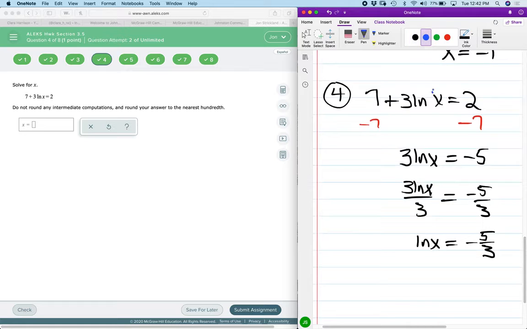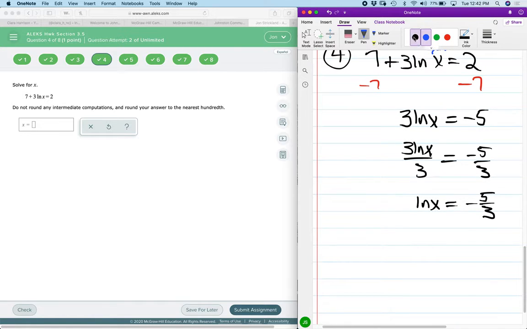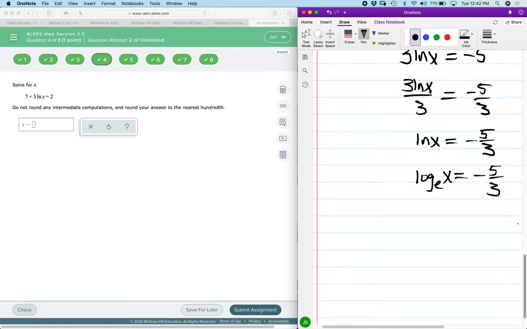And before I get too far ahead, whatever we have for x, we need the attachment to be a positive value. Now, the natural logarithm of x, again, is the same as a base e logarithm of x, and it is equal to -5/3. If I free up x from the natural logarithmic attachment, I'm going to have e to the base e logarithm of x equal to e raised to the -5/3 degree.